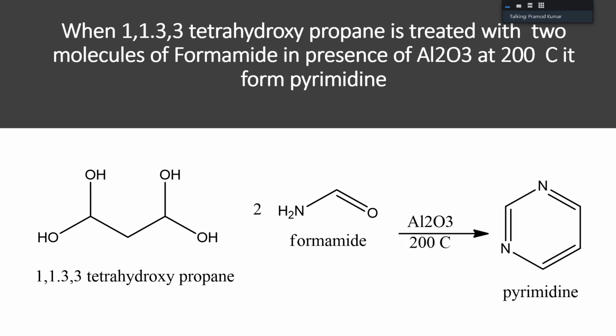This is a commercial method. It is 1,1,3,3-tetrahydroxypropane. What is this? 1,1,3,3. So there are 4 hydroxyl groups at the 2 terminals of your propane. So that will fuse with your formamide. There will be 2 molecules of formamide. Later on it undergoes cyclization and condensation to give you your pyrimidine. This is your third method for the preparation of pyrimidine.